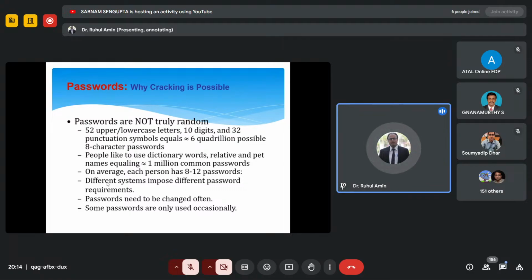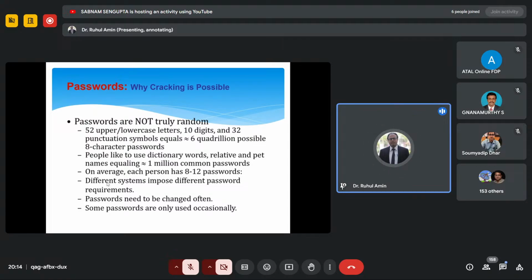Just after a few slides, I'll tell you some important information about passwords: people like to use dictionary words, relative or pet names. These are the very common 1 million passwords. People basically use them because everyone wants a password which we can keep in our memory very easily.